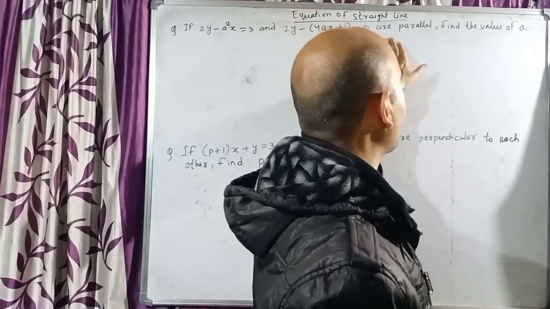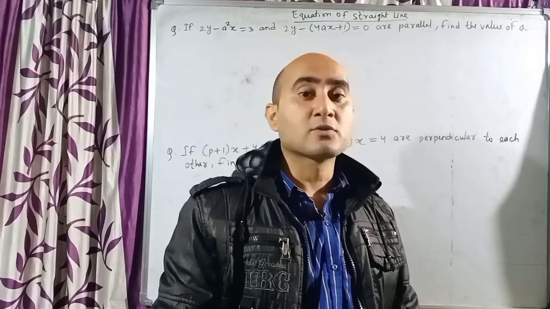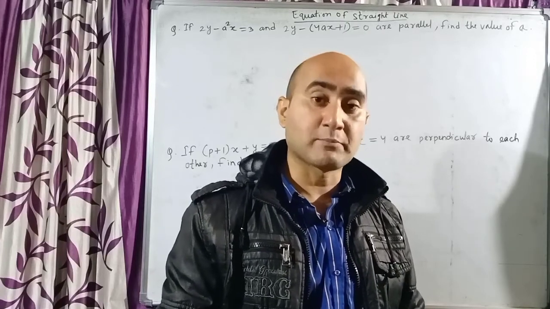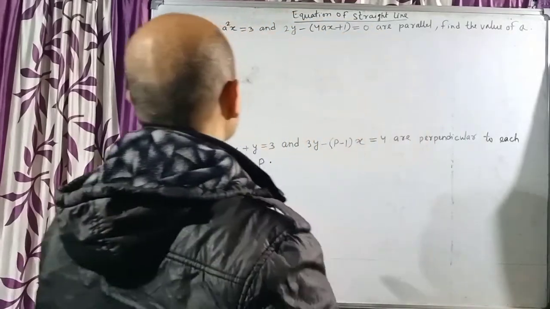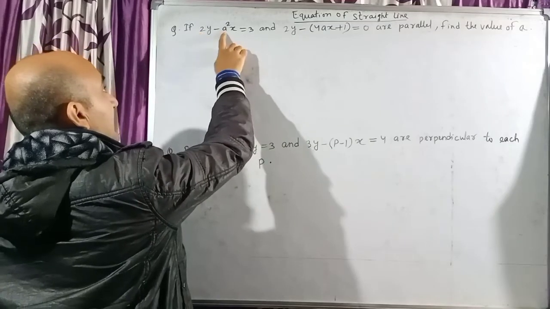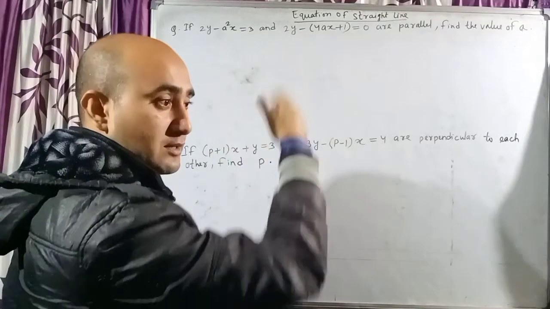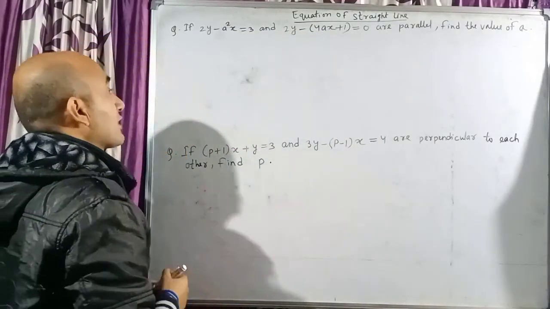And these two lines are parallel to each other. So when two lines are parallel to each other, the slope of the first one, m1, will be equal to the slope of the second one, m2. m1 equal to m2. Find the value of a. So here you can see 2 is known to us, a is unknown to us, so we have to find the value of a from the equation of the straight line. So children, we will begin our solution here.